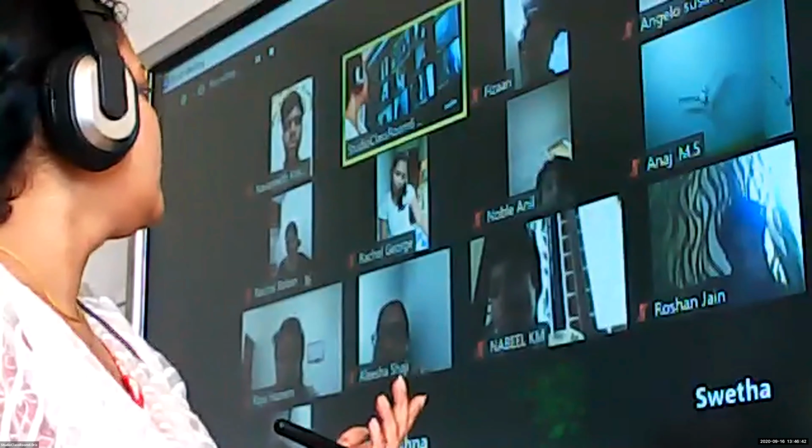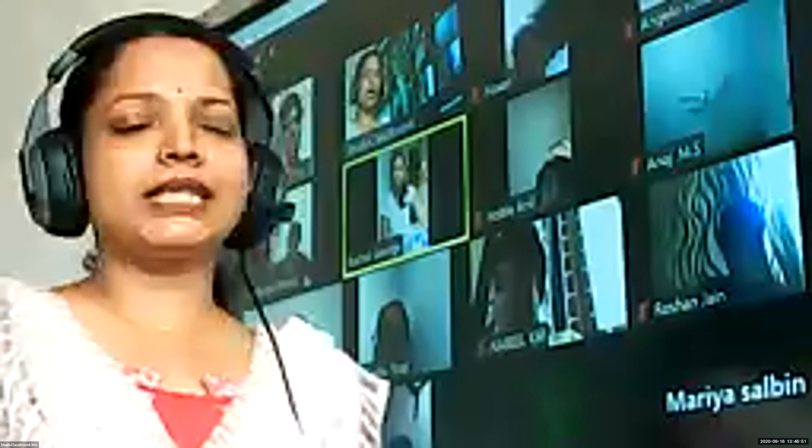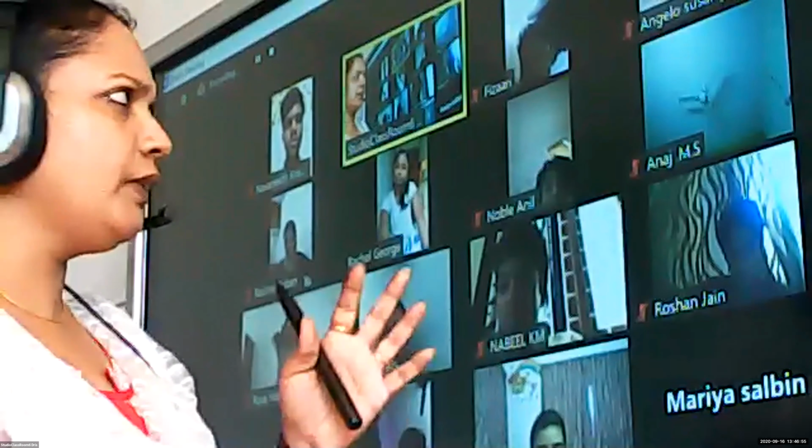Then what else we learned? Rachel George. It acts as a barrier, keeping different organ or body systems separate. I think we covered everything.